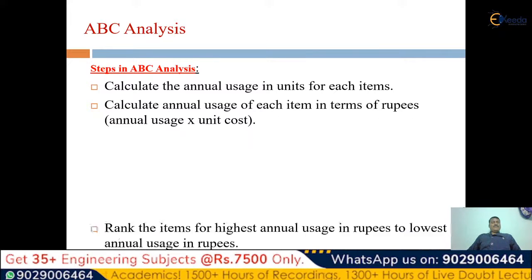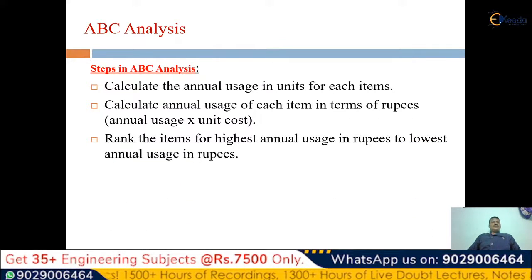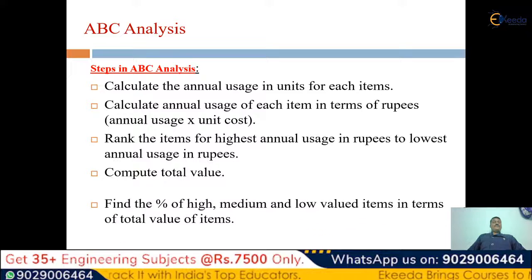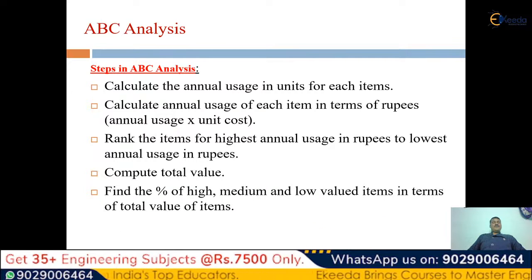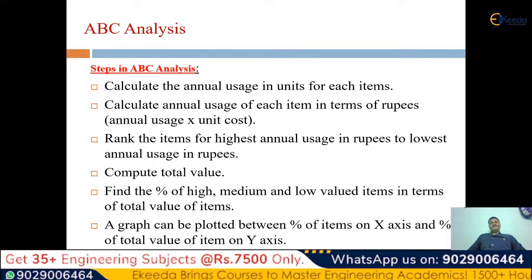First, we calculate the annual usage in units for each item. Next, based upon the calculated annual usage of each item in terms of rupees, we find out the annual usage, that is, annual usage into unit cost. And then we rank the items from the highest annual usage in rupees to the lowest annual usage in rupees. And finally, based upon the total value which we have obtained, we find out the percentage of high, medium and low valued items in terms of total value of items.